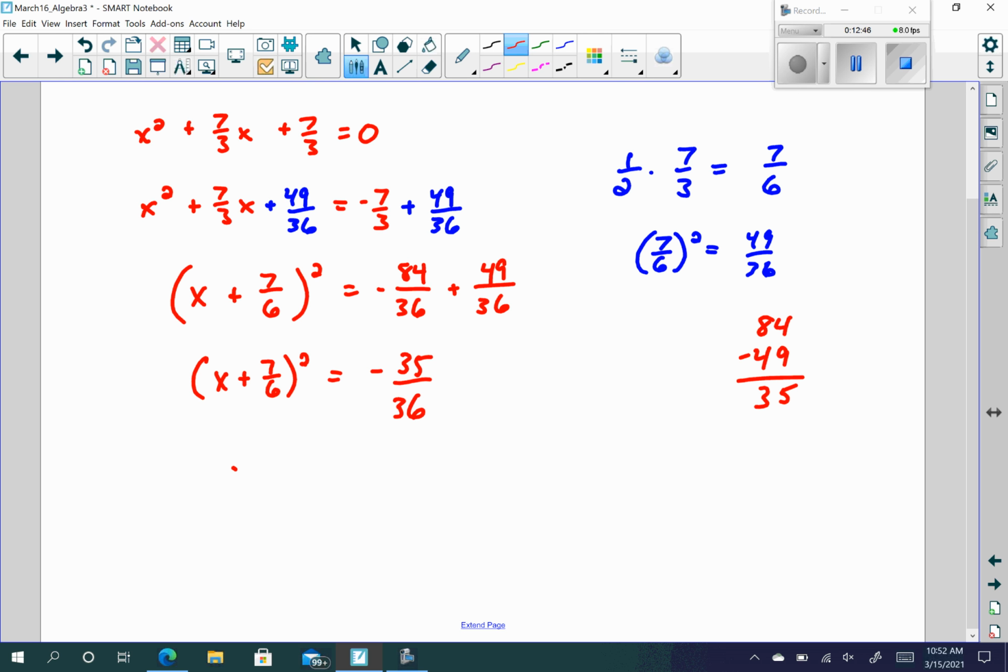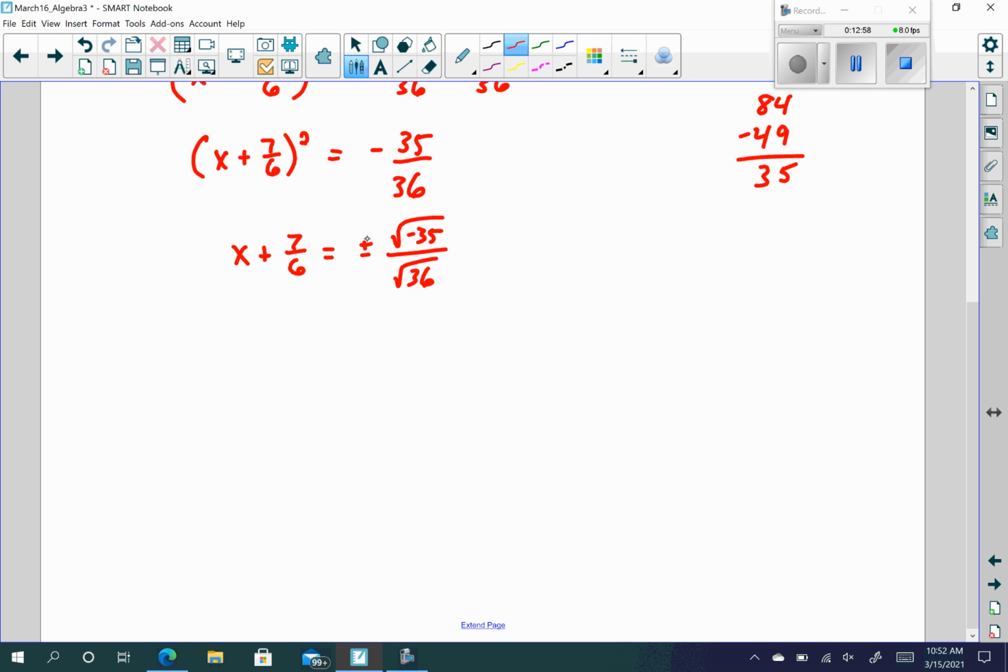So we're going to get x plus 7/6 is going to equal plus or minus. Now what I would do in this case is just take the square root of the top number over the square root of the bottom number. I'm also going to subtract the 7/6. I want to write that first. So we're getting -7/6 plus or minus. Now the square root of -35, just an i comes out. We don't want to leave negatives underneath. So we get i radical 35. Square root of 36 is just 6. And then there's our answer.